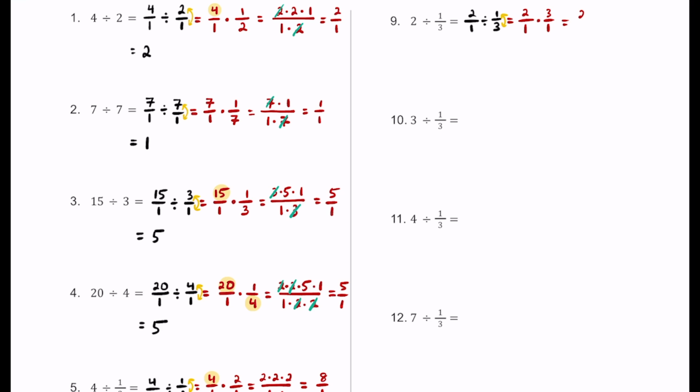As one fraction, this is going to be 2 times 3 over 1 times 1. 2 times 3 is going to be 6. 1 times 1 is 1. So this is 6 wholes. So the answer here is going to be 6.